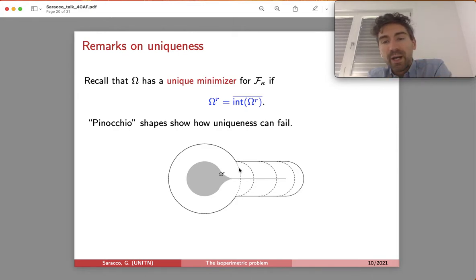And why is uniqueness failing? It is failing because you do not have this set equality, and you do not have it because in the inner parallel set at distance r you have a one-dimensional submanifold, that is this curve here. So this is how uniqueness can fail. It is basically the only way uniqueness can fail.